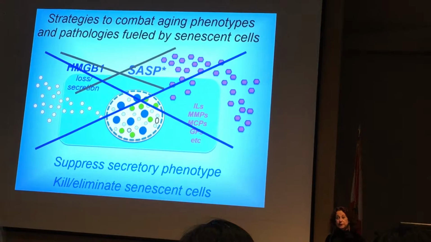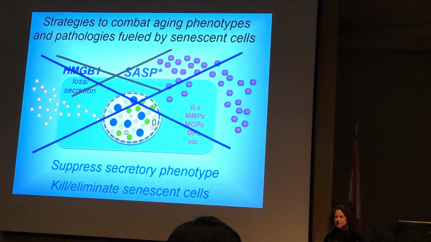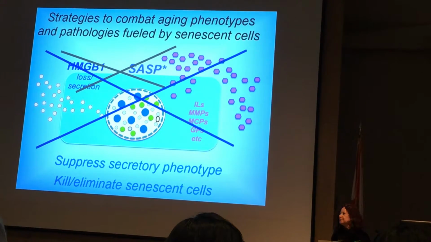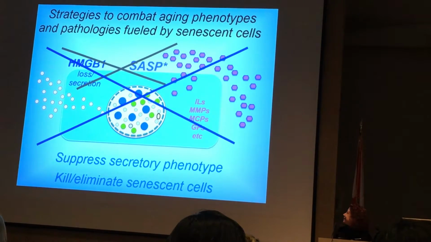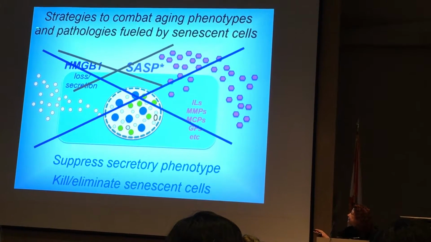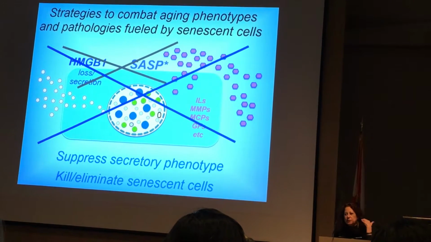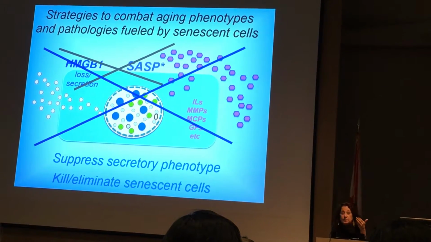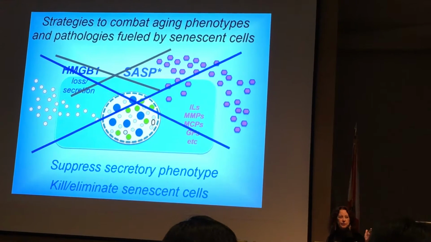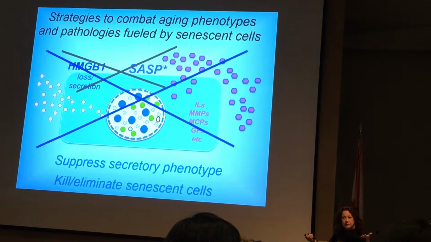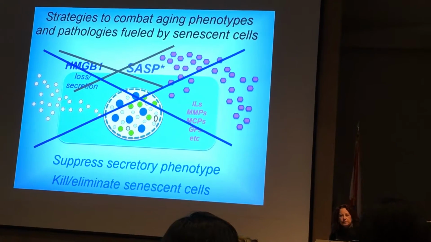So of course this could be very depressing. You can't live without senescence, but if you live with it, you're going to die anyway. So what do we do about it? As Jim discussed, there are a number of pathways that drive the secretory phenotype. Those pathways have target proteins. Many of those target proteins have drugs already in the clinic, and we've done a lot of work on that.